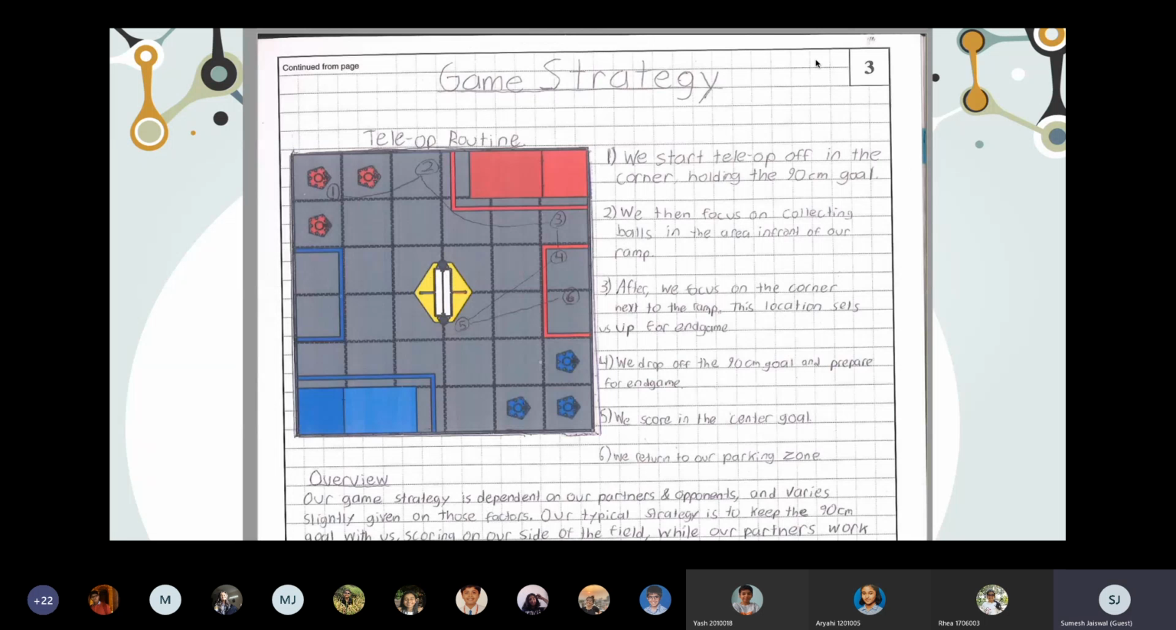And this is how you explain your game strategy. So this thing they've done is they put a diagram about the play field and then they've explained during teleop what is it that we will be doing. So the strategy has been explained here. So make sure you include lots of sketches.